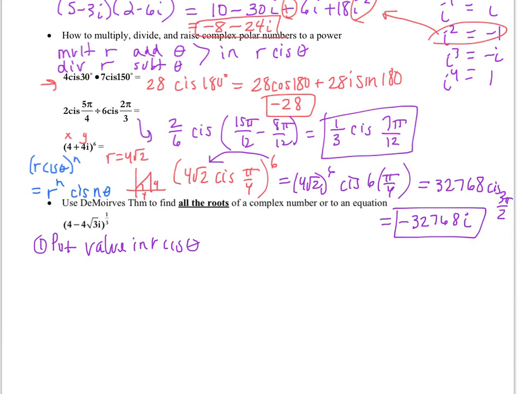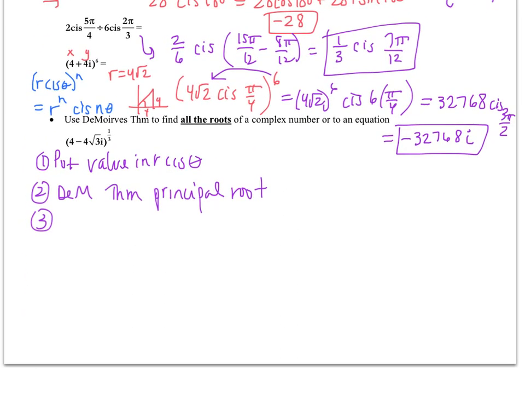After that, we are going to apply de Moivre's theorem, and de Moivre's theorem will give us the principal, or first, root. After we get the first root, then we are going to find the spacing to get the rest of the roots around the circle. To get the spacing, we do 2 pi divided by n, where n represents the index of the root. So 2 pi divided by n is going to give us the spacing for the rest of the roots. Alright, let me show you what I mean by that.